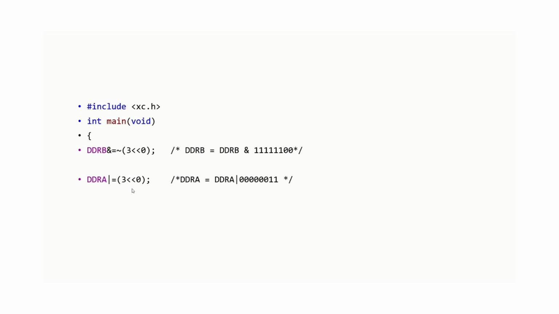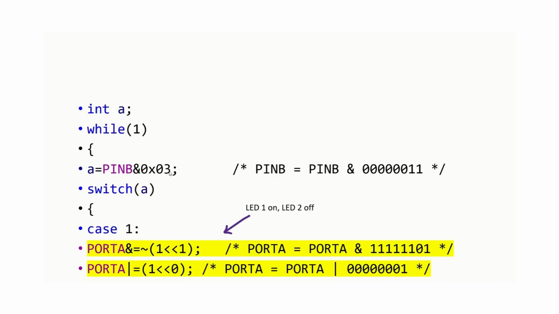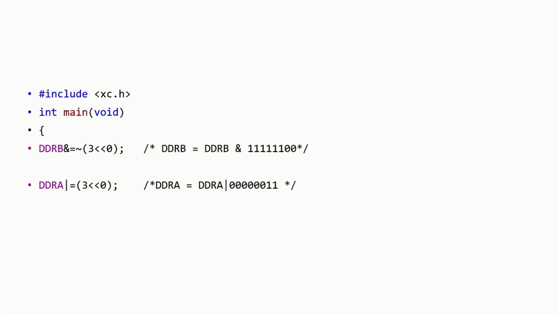In addition to this configuration, PB0 and PB1 in the input mode and PA0 and PA1 in the output mode, we also don't want to change the rest of the port pin configurations. So for that we have to do an AND operation for port B and an OR operation for port A.